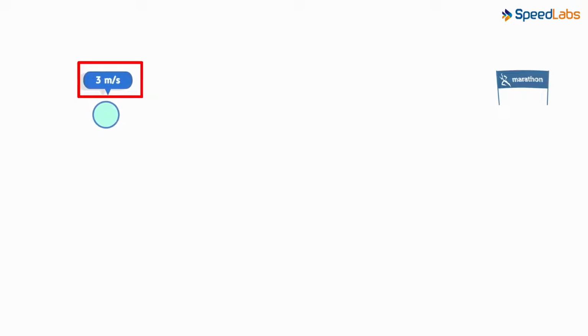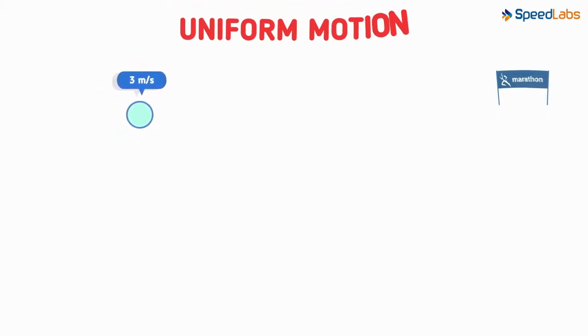Look at this man running. He is training to run a marathon. He's covering a distance of 3 meters every second. So the distance he covers each second is constant at 3 meters, and he maintains the pace for a certain period of time. This is what we describe as uniform motion.